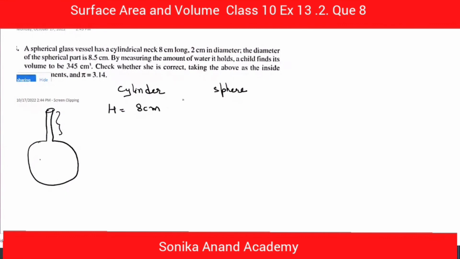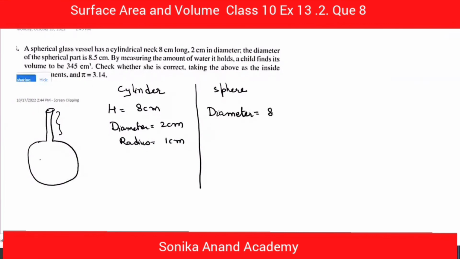It's easy to make data like this. Then our question becomes easy. So diameter 2 centimeter, radius will be 1 centimeter. You also note that the diameter of the spherical part is 8.5 centimeter. So radius becomes 8.5 by 2.